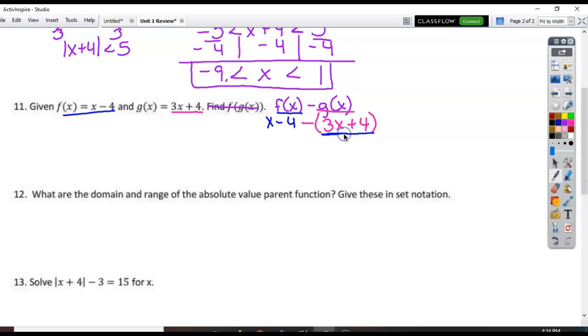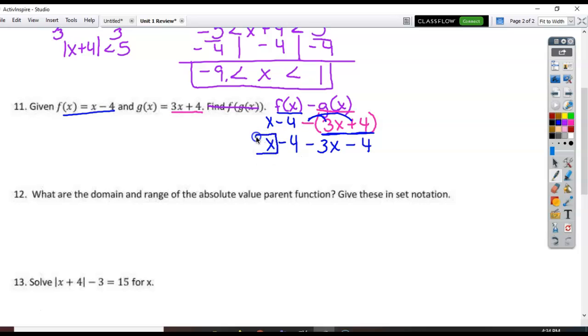So this 3x is a positive 3x. We're going to make it a negative 3x. This plus 4, it's positive, so we're going to make it a negative 4. That's distributing the negative sign to each piece. I'm just going to go ahead and write the other function down. Now, the last part is just combining like terms.